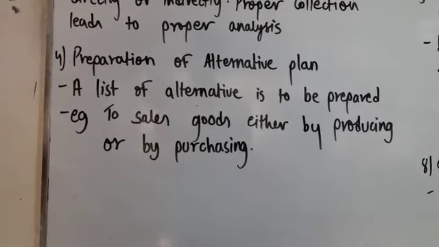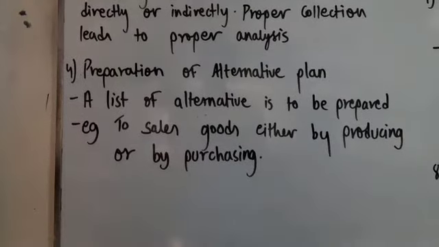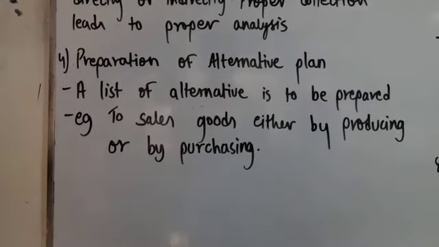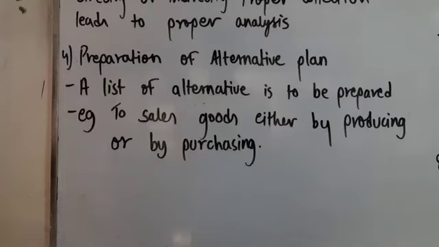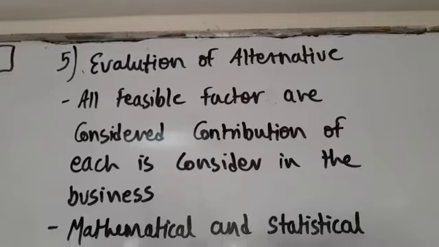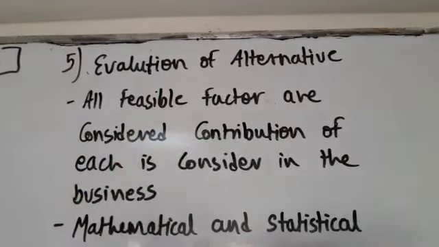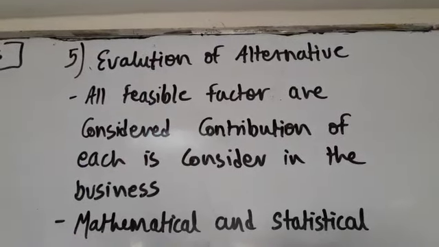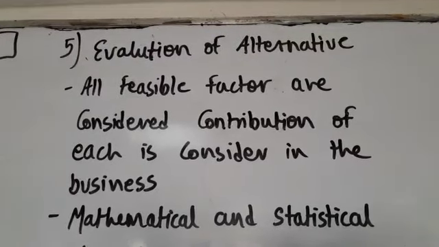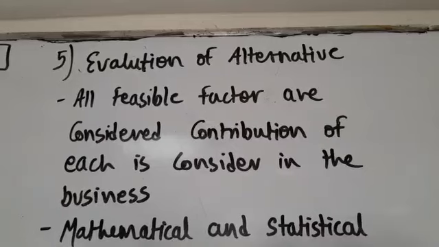Now 4 steps are completed. First is determining the objectives, clarifying premises, collection and analysis of information, and fourth is preparation of alternative plan. Fifth is evaluation of alternatives. What do you mean by that? Evaluation means we have to consider the alternatives and evaluate them. Evaluate means to check them.